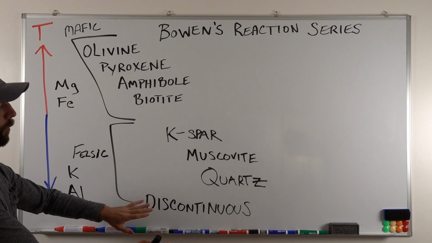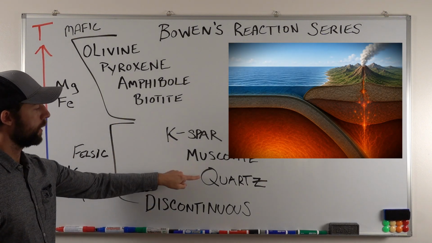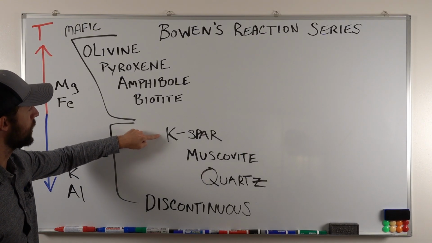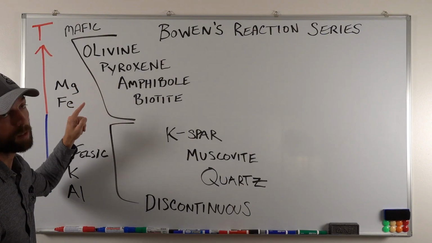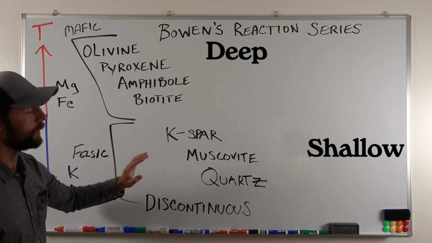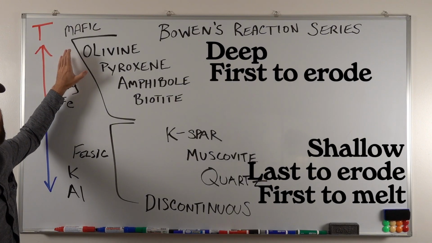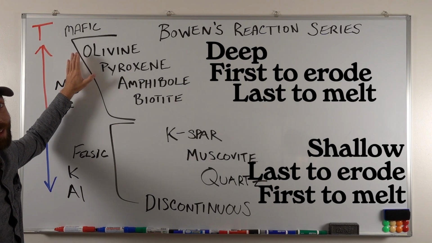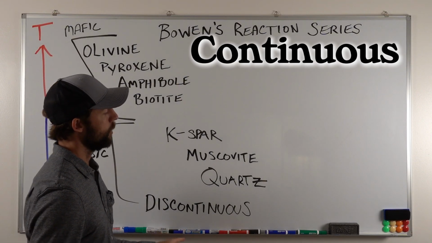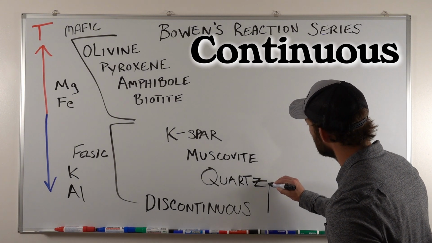If the rocks start getting shoved back into the mantle and everything starts melting, quartz melts first, then muscovite, then K-spar, biotite, amphibole, pyroxene. Olivine's the last one to melt. These are comfortable in the mantle. These are comfortable at the surface. These are the last to erode, first to melt. These are the first to erode, last to melt. Does that make sense? Let's talk about the continuous side of Bowen's reaction series, because there's two sides.